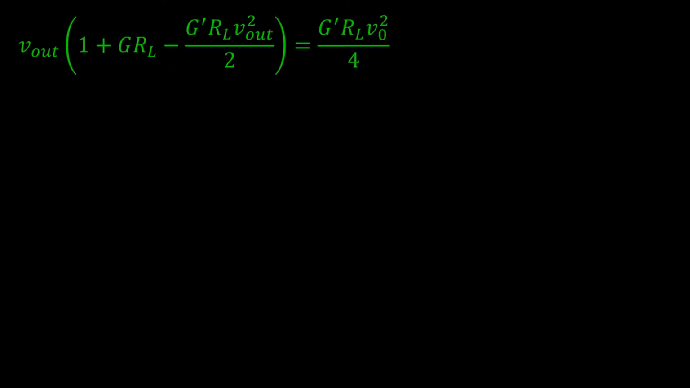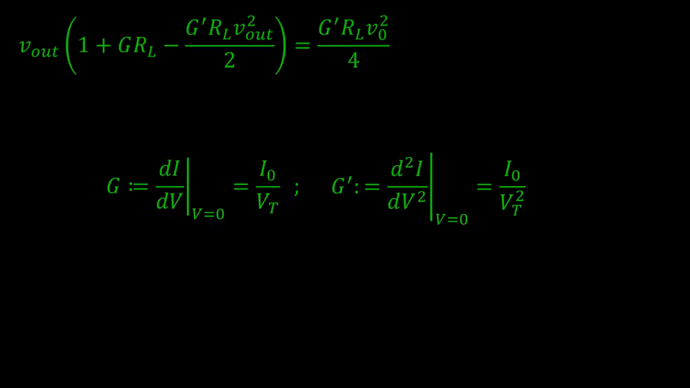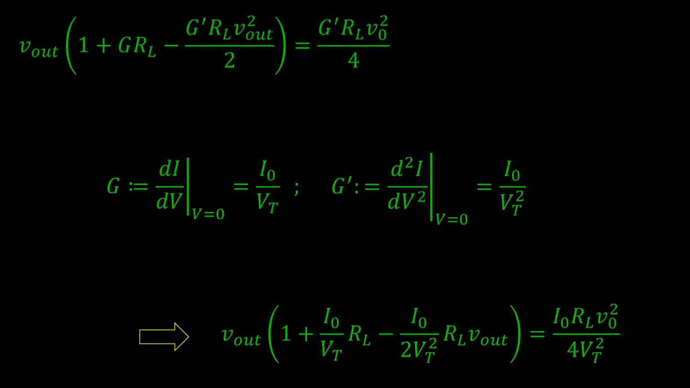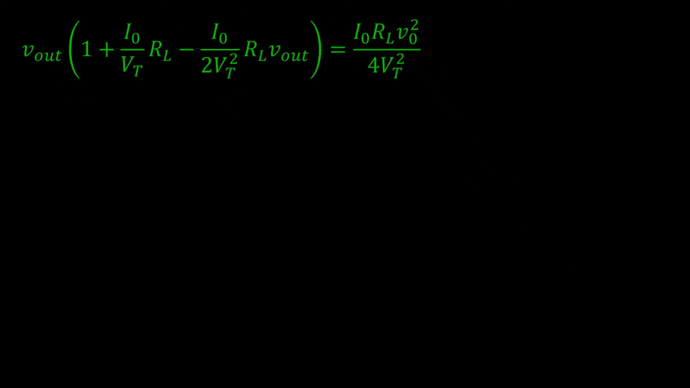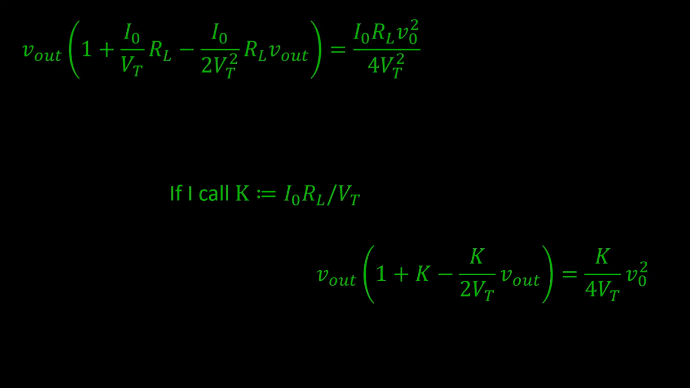Okay, now it is time to apply all this to a Schottky diode. For this particular case, the derivatives are easy to calculate. Let us substitute these factors in the general equation, and we see that there is a dependency on the product of the reverse saturation current of the diode I0 and the load resistance, but we can still simplify more. Let us gather I0 and RL into a single constant which we call K.